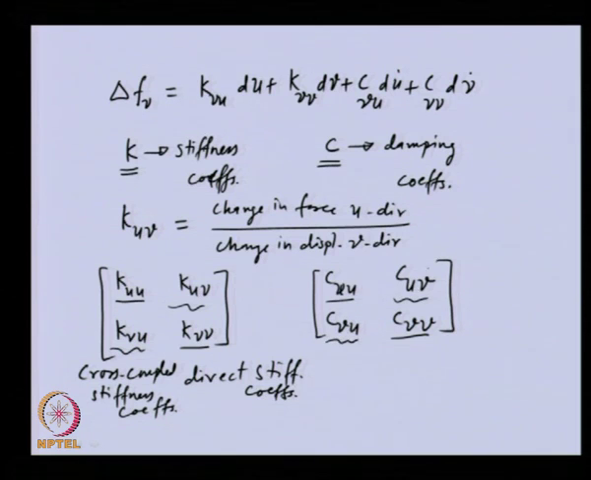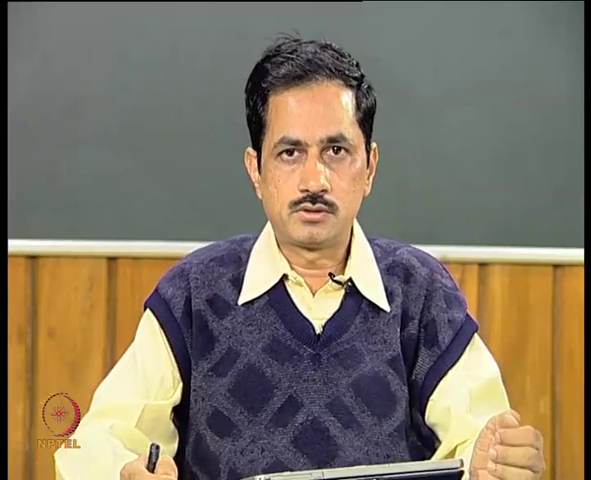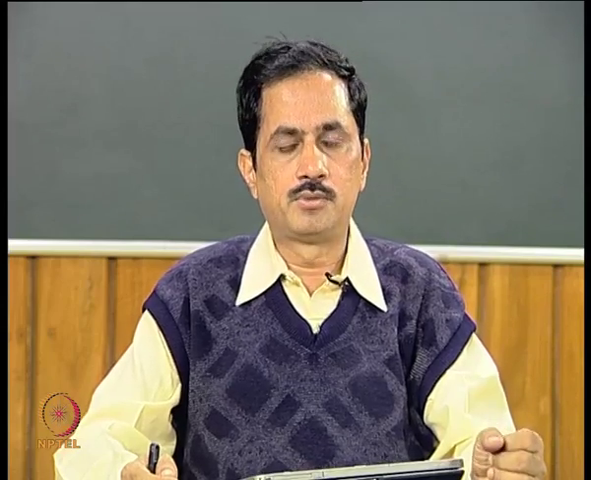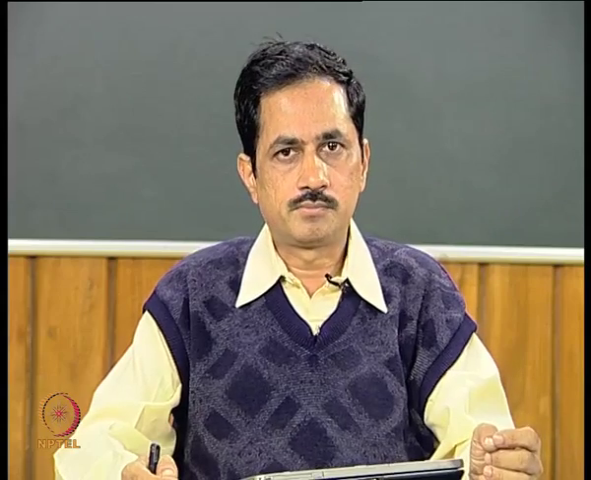So, in this particular case, if we want to define the CUV, this is the change in the force in v direction due to change in the velocity in the v direction. So, change in the force in u direction due to change in the force in the v direction. Generally, these stiffness and damping coefficients which I defined for fluid film bearing, we have seen that they are 8 in number. 4 are for stiffness terms and 4 are for damping terms.